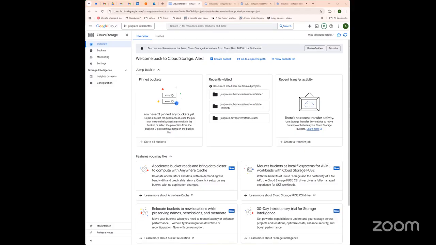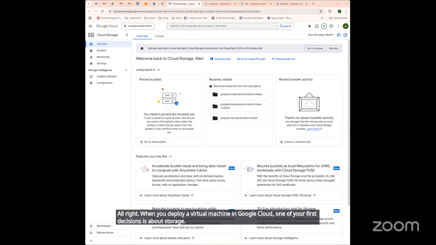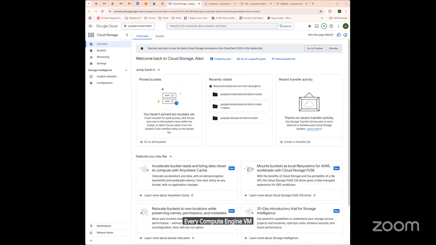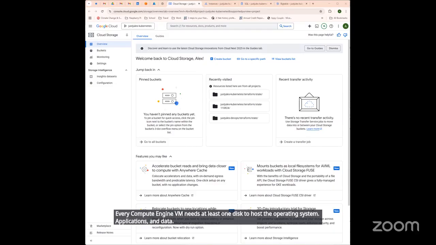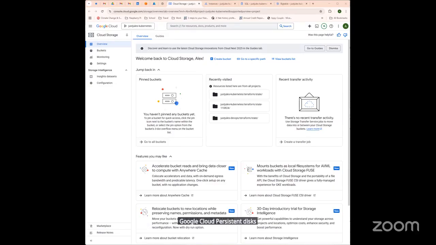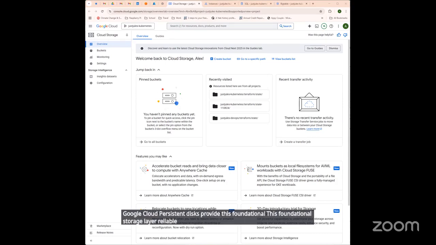All right, when you deploy a virtual machine in Google Cloud, one of your first decisions is about storage. Every Compute Engine VM needs at least one disk to host the operating system, applications, and data. Google Cloud persistent disks provide this foundational storage layer, reliable, high-performance block storage that persists independently from VM instances. The types of persistent disks.